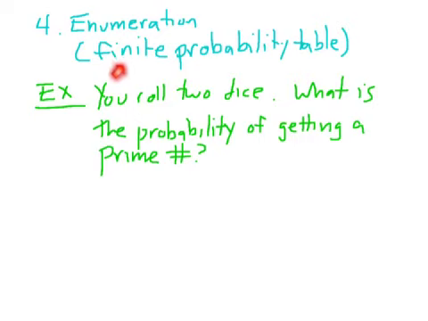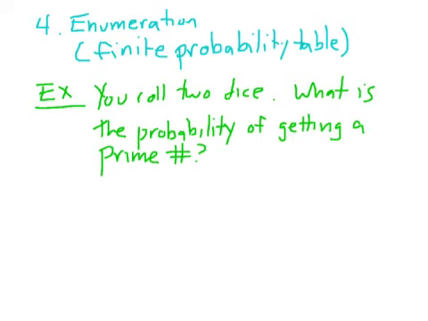Another word for enumeration is finite probability table. And the word finite means not infinite, right? So there's only a certain number of things, which is why we can list them all out, because the number of possible outcomes is finite. It's relatively small. So here's a silly example.